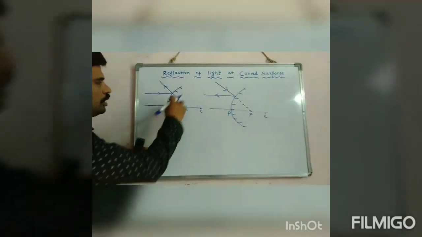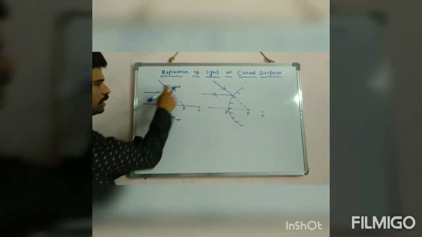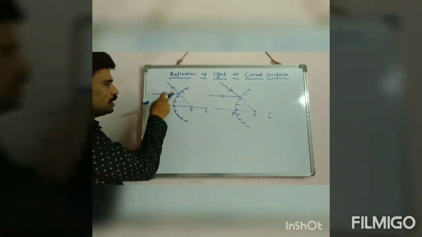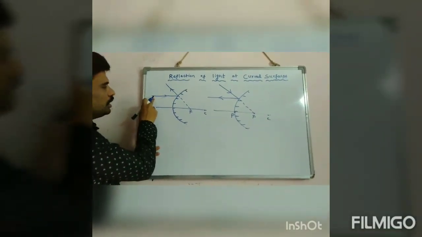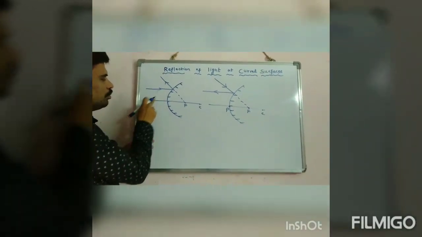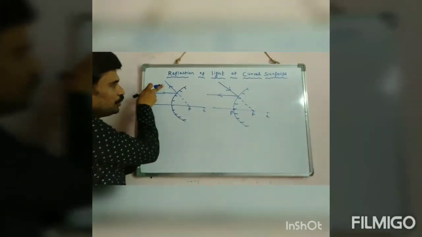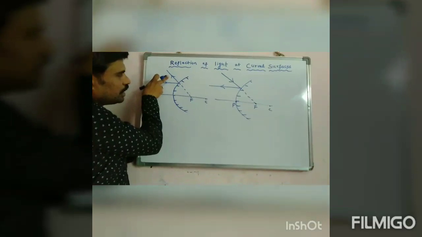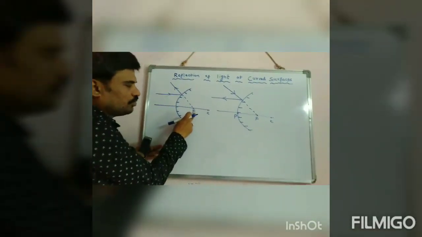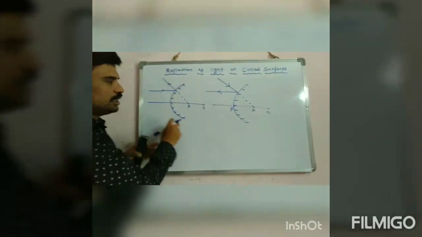Right, you can see the first rule. In the first rule, you can see the convex mirror, the reflecting surface is curved outwards, and a light ray is incident parallel to the principal axis, then it is reflecting back, but you can see here the reflected ray appears to be coming from the focus. This is the first rule.